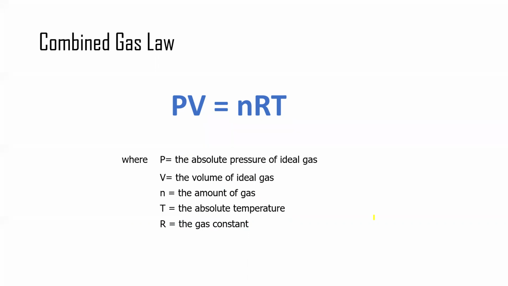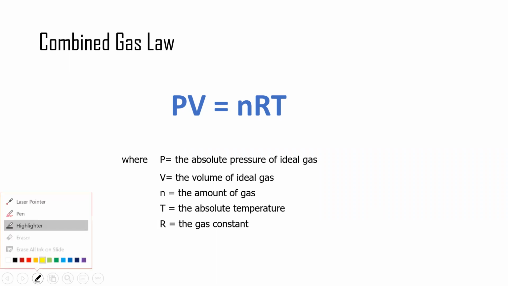And this is the gas law, we call it the ideal combined gas law or the ideal gas law. And it's ideal because we assume that gases are ideal systems. Now, PV equals nRT, where P is equal to the absolute pressure of the ideal gas, V is the volume, n is the amount of gas, T is the temperature, and R is the gas constant.